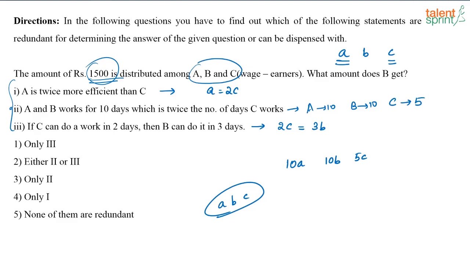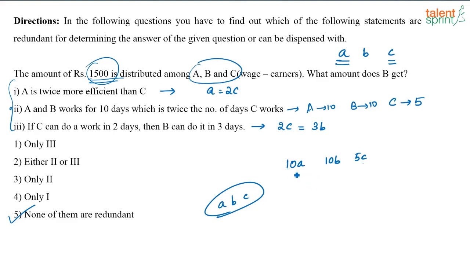So what will be the answer? None of the given statements are redundant. So your answer will be option 5, right? Ideally, how would you be doing it? See, 10A, 10B and 5C, correct? So either represent everything in terms of A, or in terms of B, or in terms of C. Any one variable you choose.